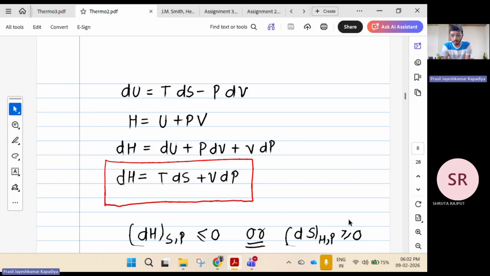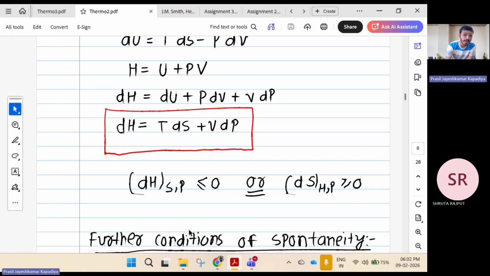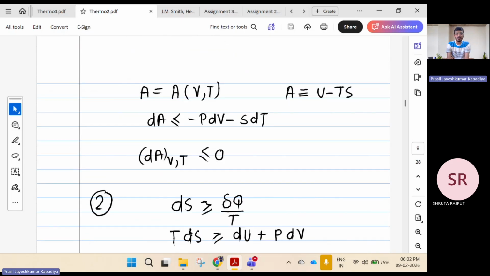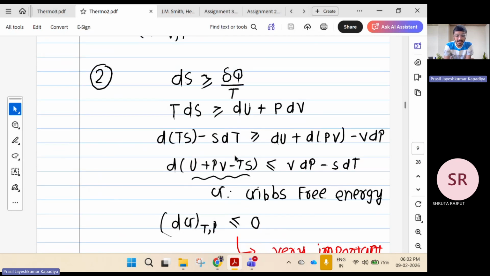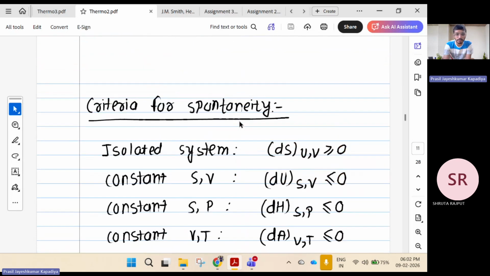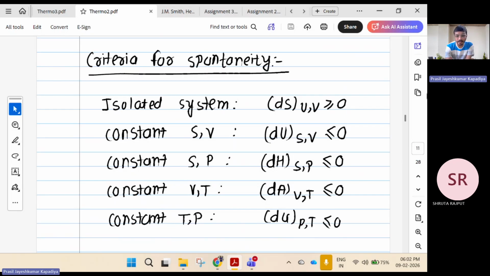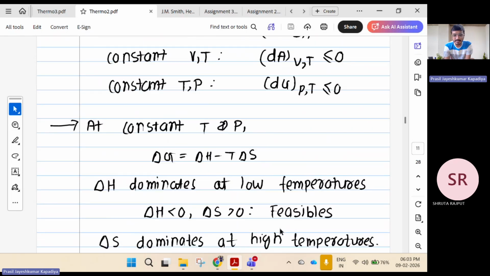Similarly, we derived the equation for enthalpy, that is dH is equal to TdS plus VdP, and for that also dH should be less than or equal to zero. Similarly, we defined Helmholtz free energy, that A is equal to U minus TS, and from there dA is coming out to be less than or equal to zero, and dG at constant temperature and pressure should be less than or equal to zero. Out of these, we find that the constant pressure and temperature application, dG less than or equal to zero, is the industrially most practical condition, and that's why we are so much concerned about Gibbs free energy.